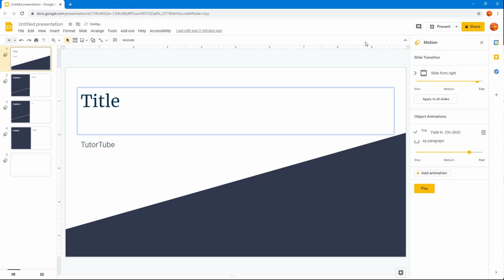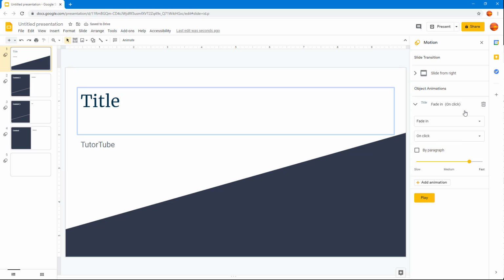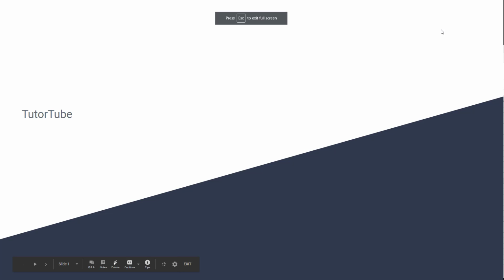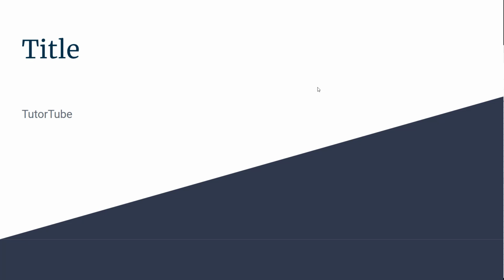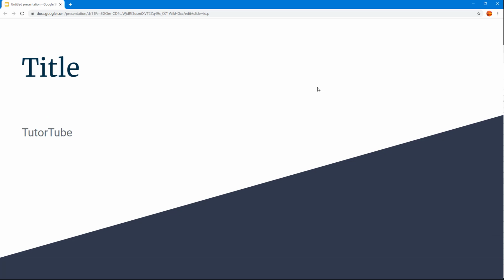So I can simply go on to animate. Then what happens is that by default, a fade in animation is added. So if I click on present now, you'll be able to see that the title does not appear anymore. If I click, you can see that now the title appears. Let me just press escape right here.